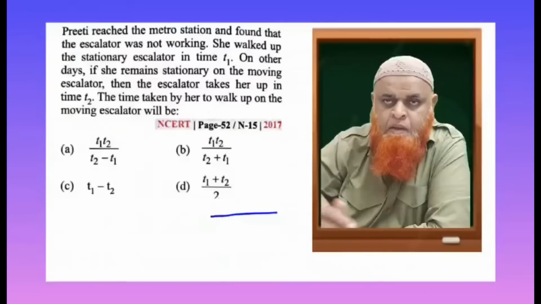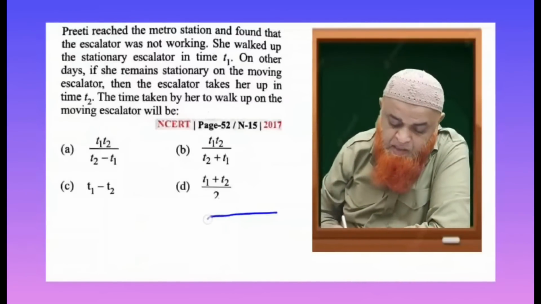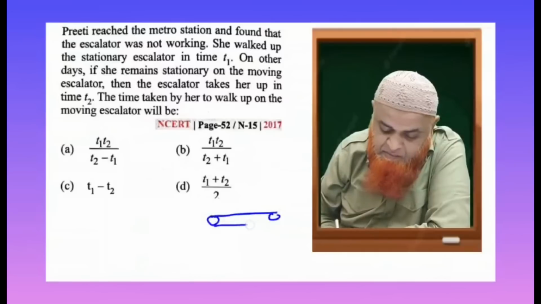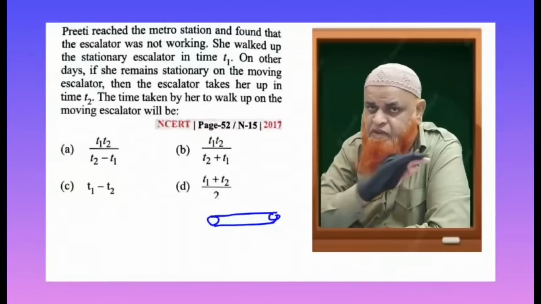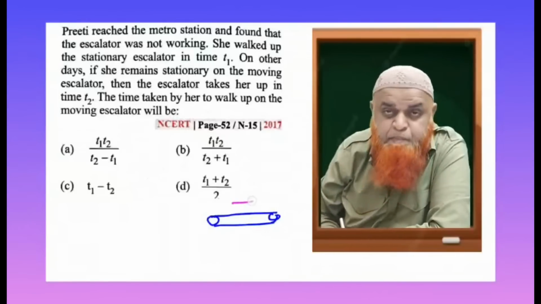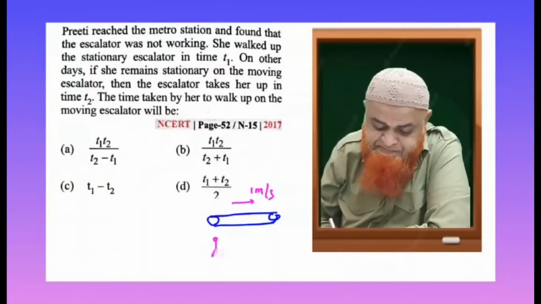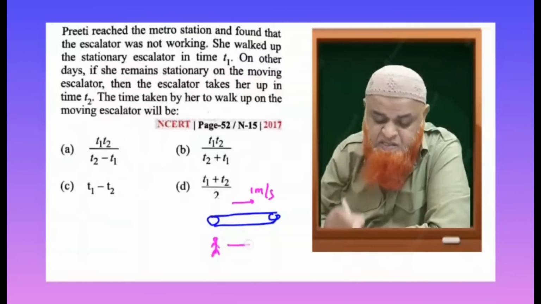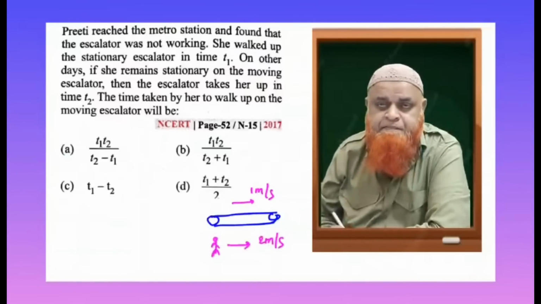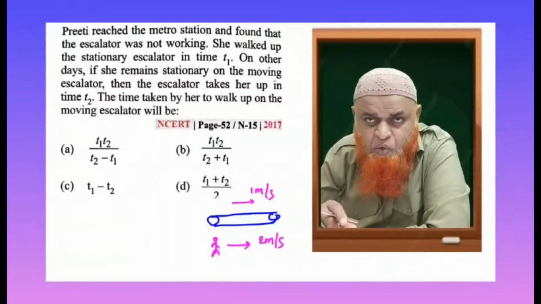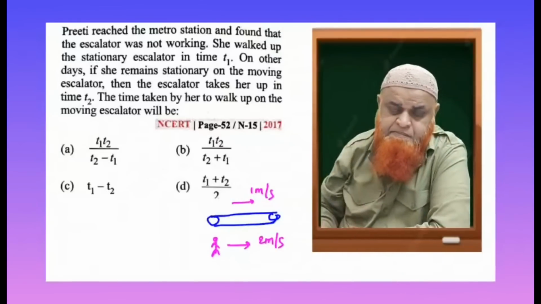My dear students, you all know that in shopping malls there is an escalator. Let us imagine this is an escalator which is moving forward. Let us imagine the speed of the escalator is 1 meter per second. Separately, if you consider the speed of a man to be 2 meters per second, when the man walks on a road, his speed is 2 meters per second. The escalator has a speed of 1 meter per second.